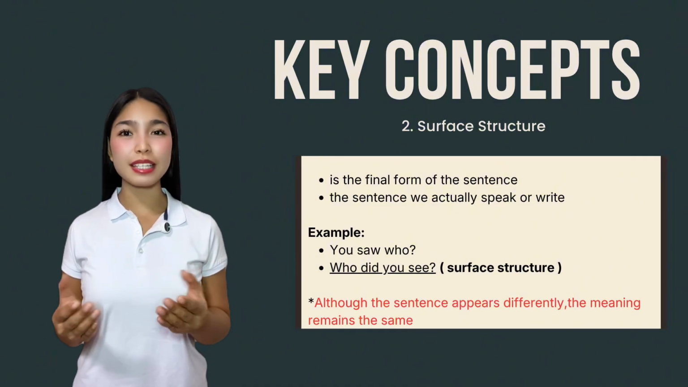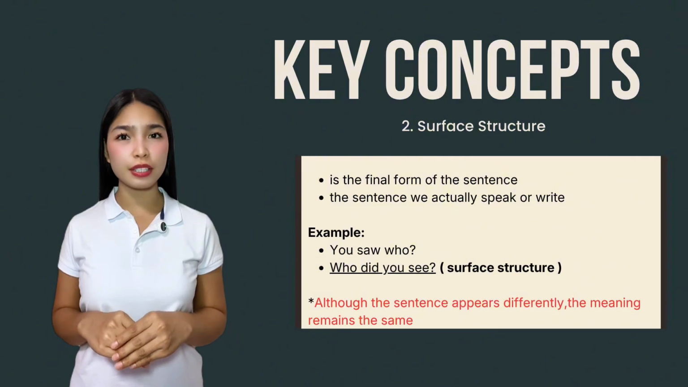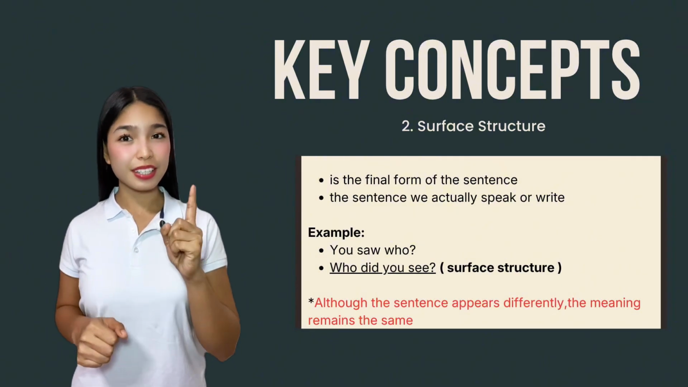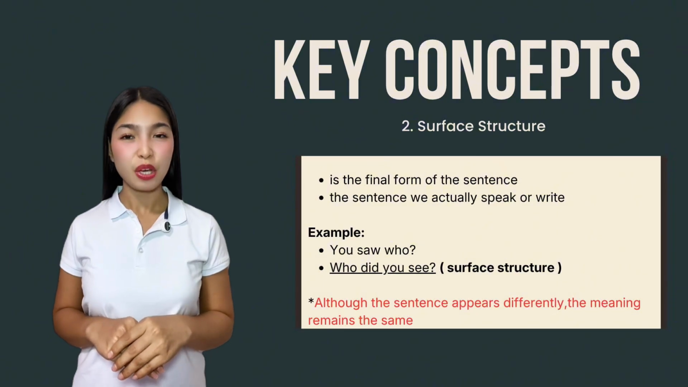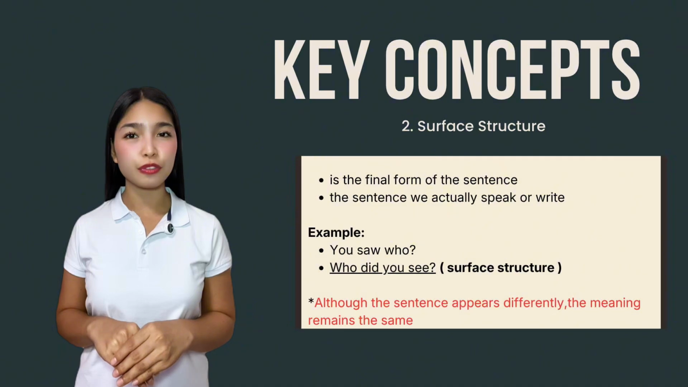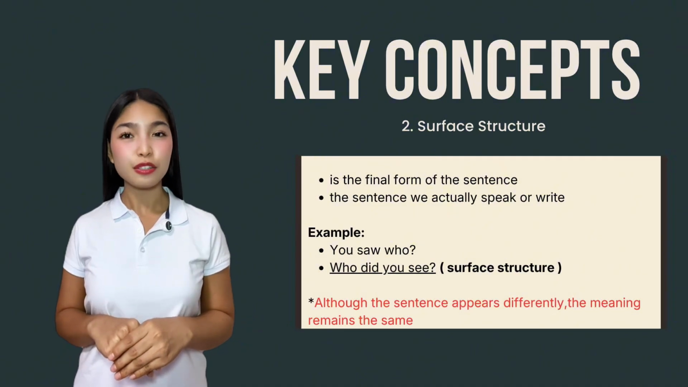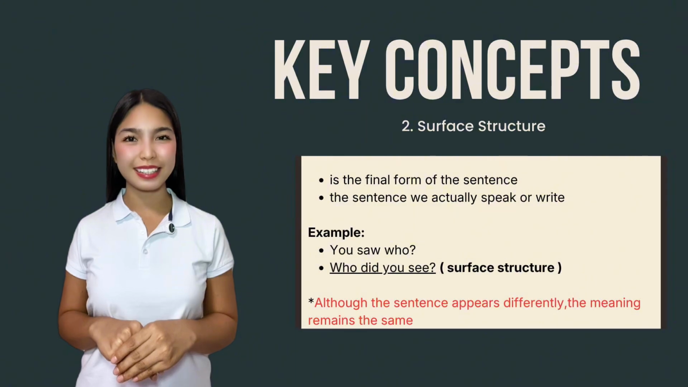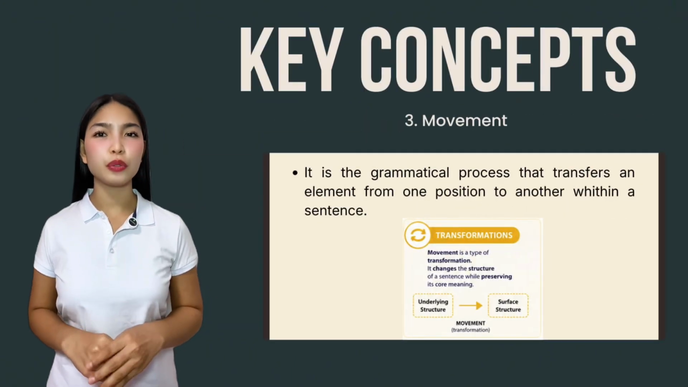So using the same example, the surface structure is who did you see? Notice that the meaning is still the same. We are still asking about the person that was seen. The only difference is that the word who has moved to the beginning of the sentence to follow English grammar rules. So now let's move on to movement.